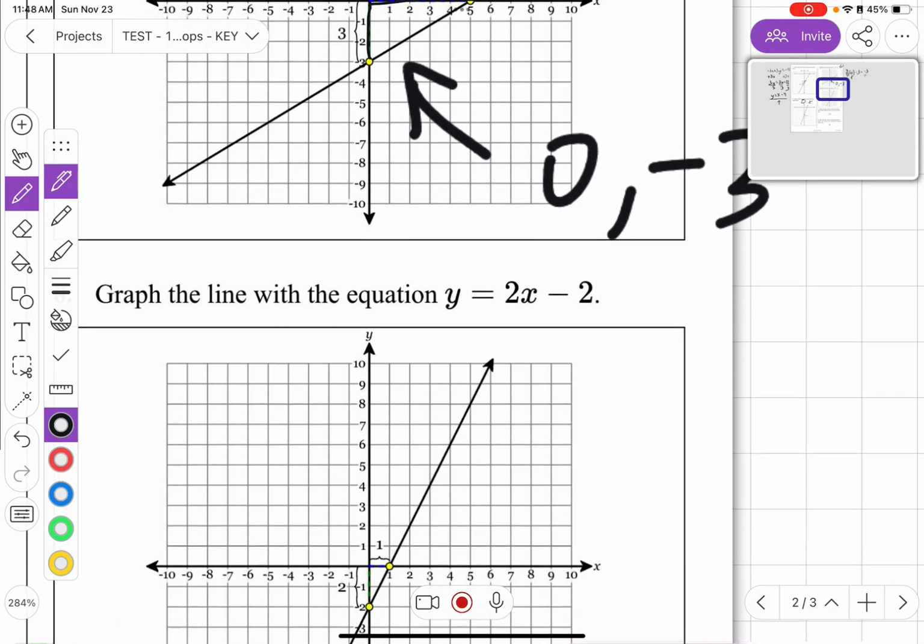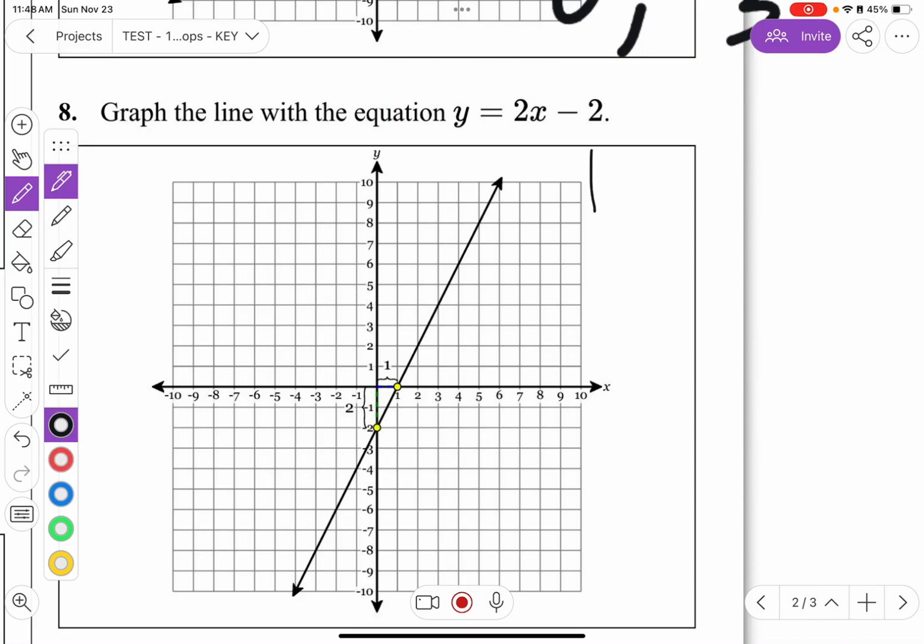And I can find the other points. Okay, so in this one, I put in a 0 here, I get a minus 2 out, so there's my point, 0, minus 2, and I go up 2 over 1, up 2 over 1, up 2 over 1. So in other words, if I work an extra hour, you give me $2. So you might think of it this way: work that extra hour, get 2.